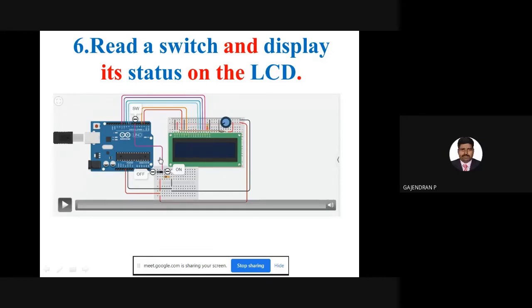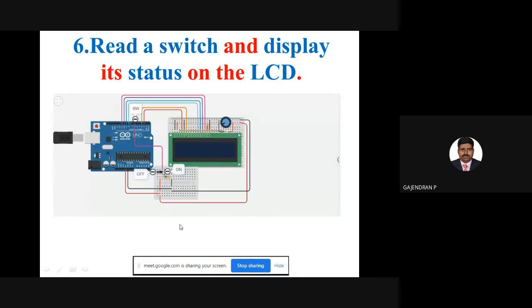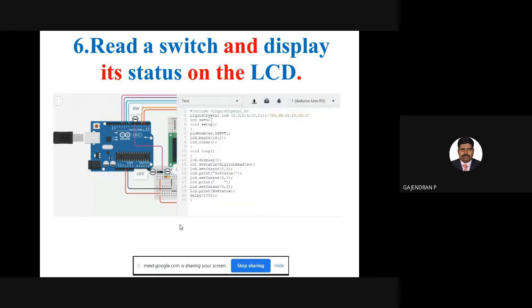Here what we are going to do is read the status of the switch. This is the switch output. I am going to connect it to pin number 6. If my switch is in the on condition, I need to make the logic 1 in the display. If my switch is in the off condition, I need to make the logical output 0.